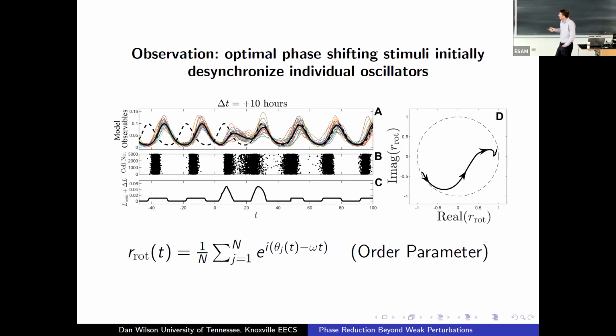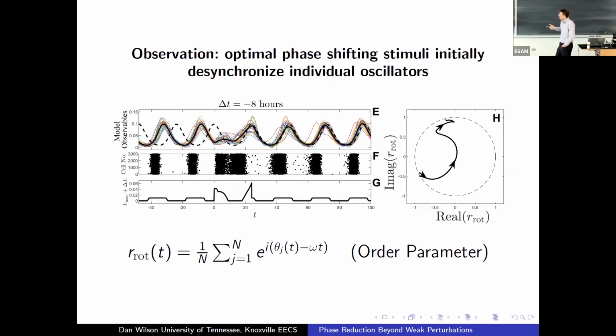I can also look at the system with a rotating Kuramoto order parameter in a rotating reference frame, where this traversal through the middle indicates this desynchronization. I get something similar for an 8-hour time delay. An initial pulse that desynchronizes, followed by another pulse that resynchronizes to the correct phase. And we tried a bunch of different models, and we kept seeing this general phenomenon. We're not mandating desynchronization first, it just kind of happens for these models.